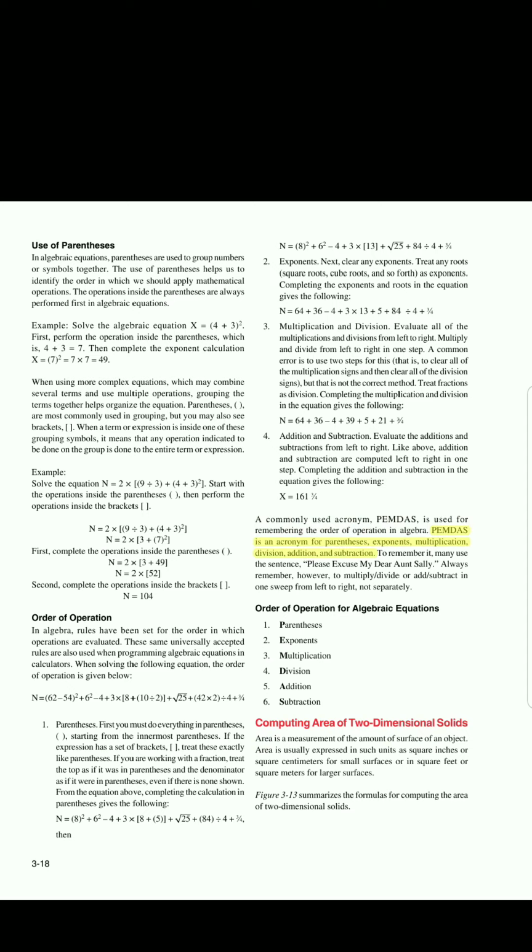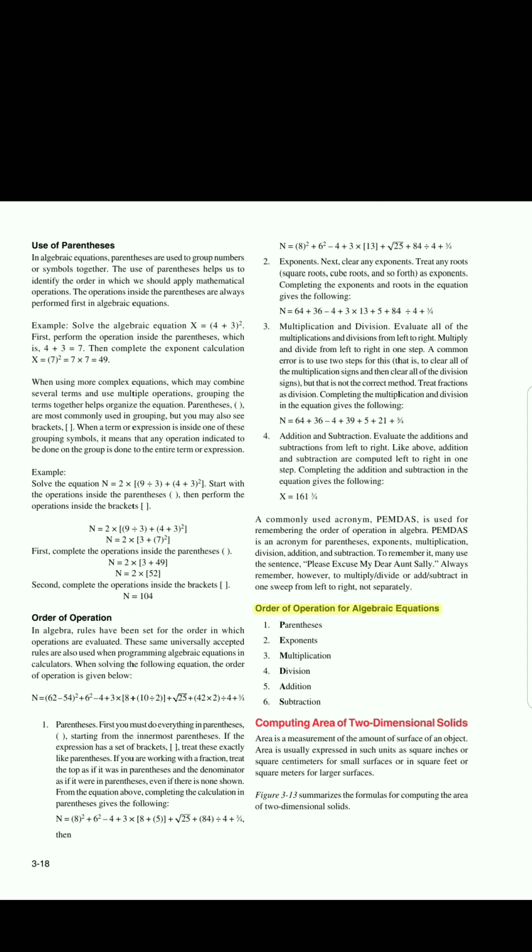A commonly used acronym, PEMDAS, is used for remembering the order of operation in algebra. PEMDAS is an acronym for parentheses, exponents, multiplication, division, addition, and subtraction. To remember it, many use the sentence, "Please excuse my dear Aunt Sally." Always remember, however, to multiply/divide or add/subtract in one sweep from left to right, not separately.